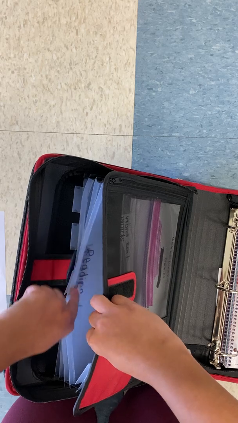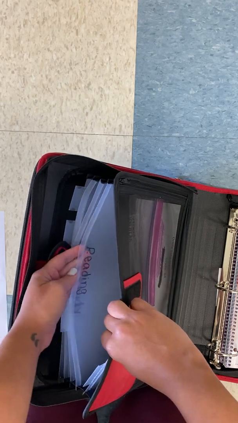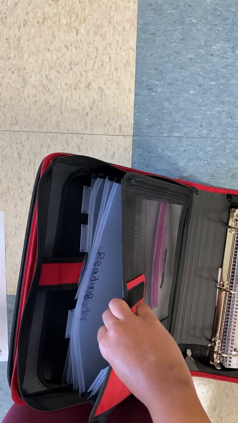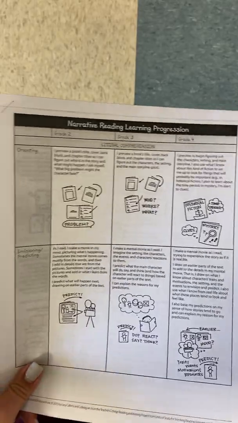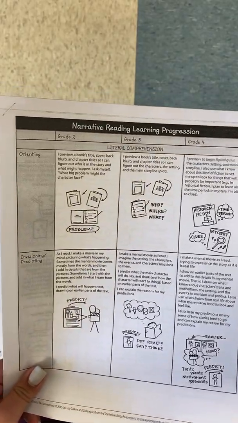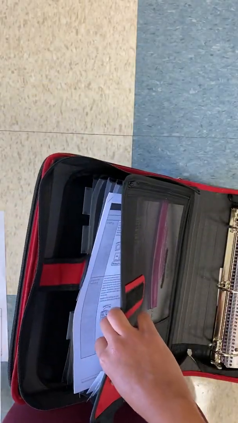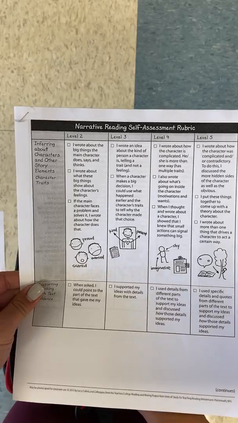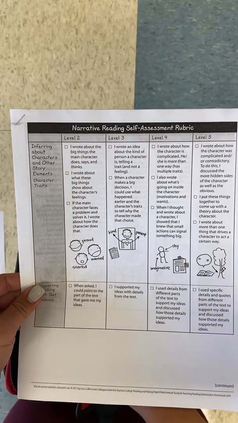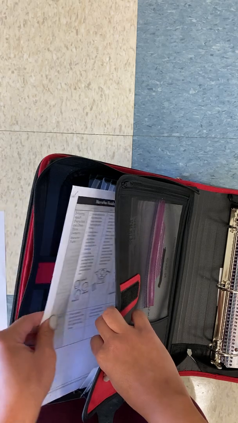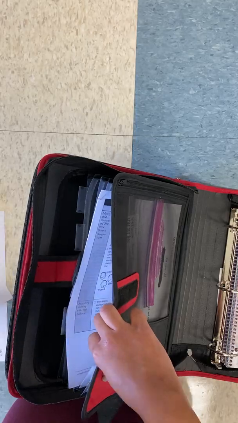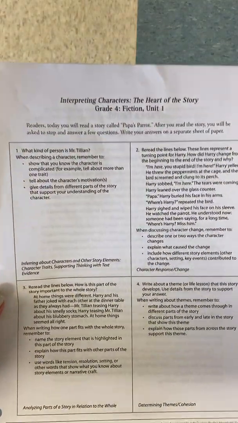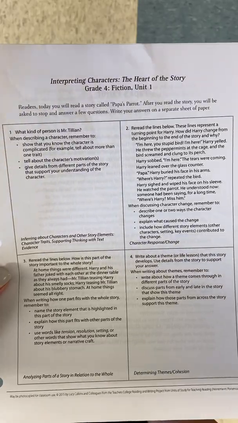If I flip my pocket up, the next folder is designated to anything for reading. You should have a total of 3 papers for reading. The first one is a narrative reading learning progression. Your next paper is a narrative reading self-assessment rubric. The final paper that will go into your reading folder is your interpreting characters heart of the story paper.